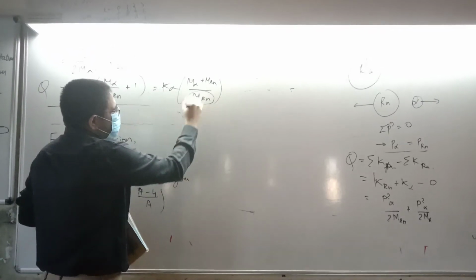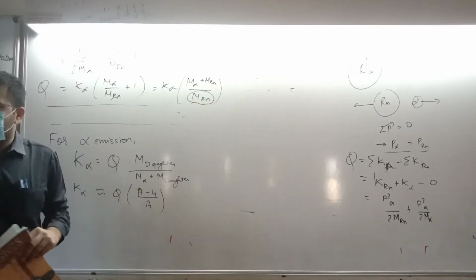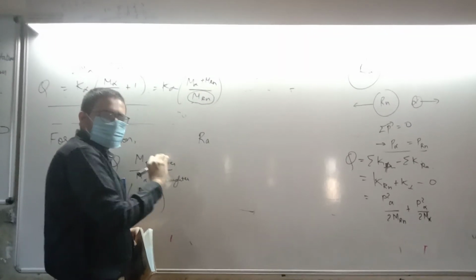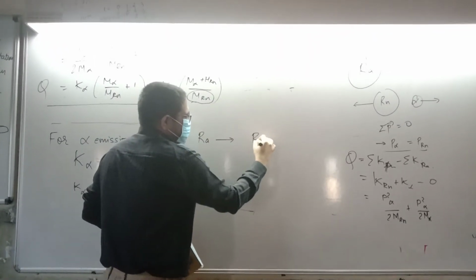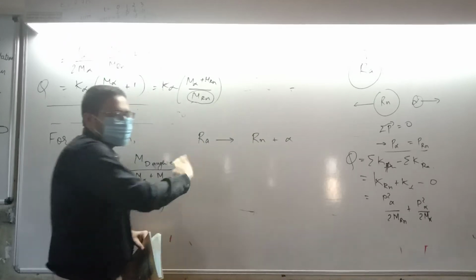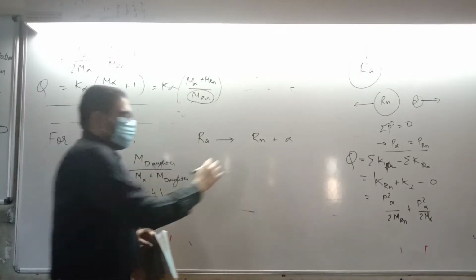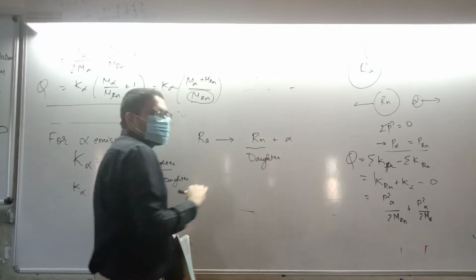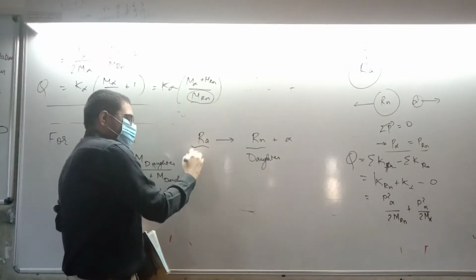And it's a daughter nucleus. What is the meaning of daughter? The source was radium, am I right? From radium, it becomes radon and alpha, in short. So this is called daughter nucleus. Ready? Okay, and this is called parent.